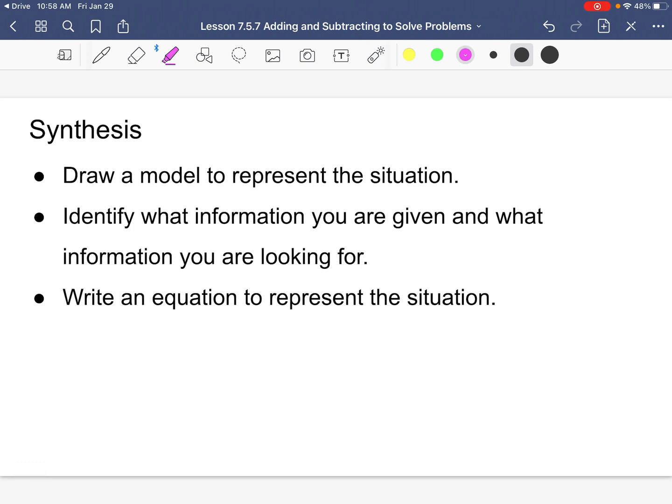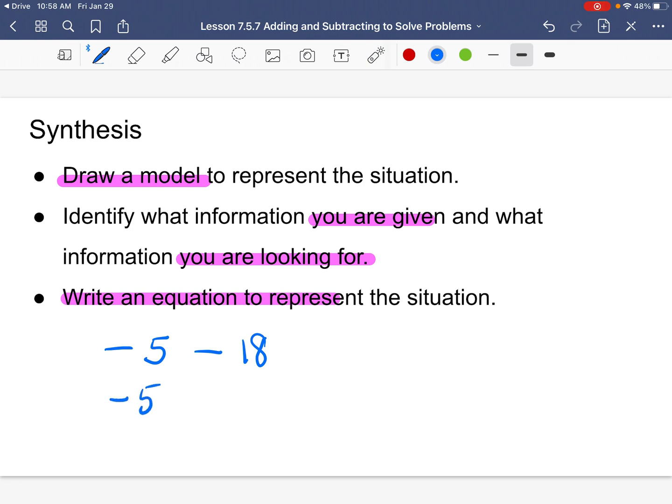So to summarize, drawing a model to represent a situation can help you see clearly what needs to be done. Organizing the information helps you see what information you are given and what you are looking to calculate. And writing an equation, for example, in the last problem, negative 5 minus 18 represents the situation, and then we can solve this equation. Negative 5 plus negative 18 is equal to negative 23.